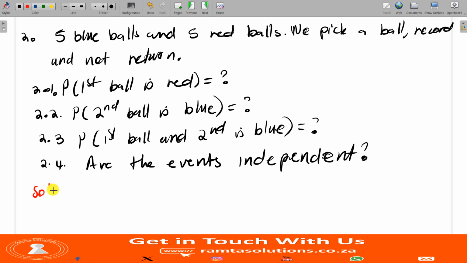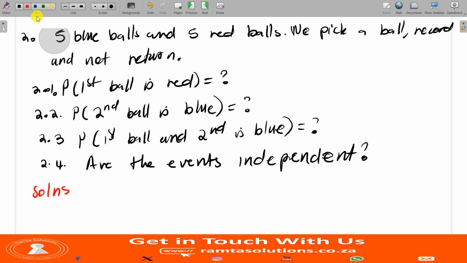Now, let's answer the question. Our solution will be, I'm going to start here. 2.1, what is the probability that the first ball is red? For this one, you guys need to be very, very careful. So what are we saying? I want to show you this perhaps before we proceed.